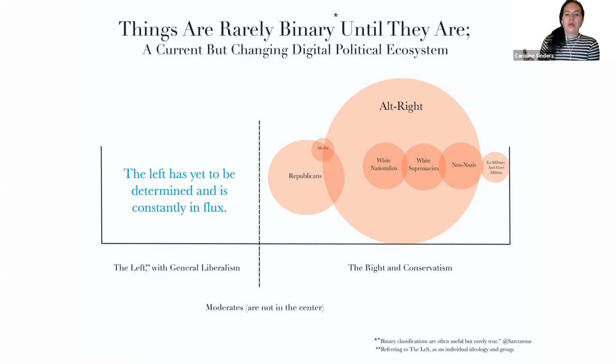So the circles refer to the size of the idea. The size of the alt-right circle doesn't correlate to the amount of tweets I've scraped, but the size of the idea and how many other ideas it can encompass. It's supposed to show that the alt-right is a really, really broad ideology, and it houses a lot of other more specific ideologies.